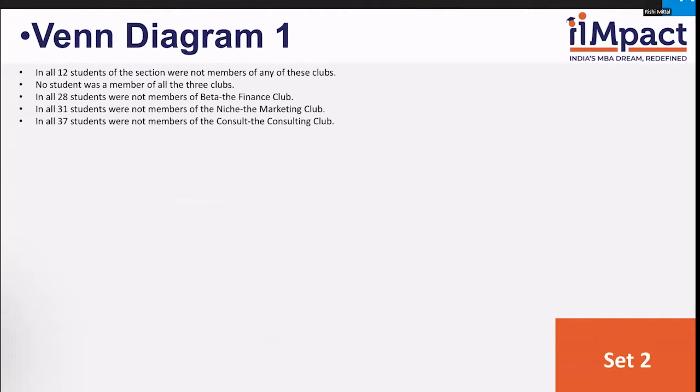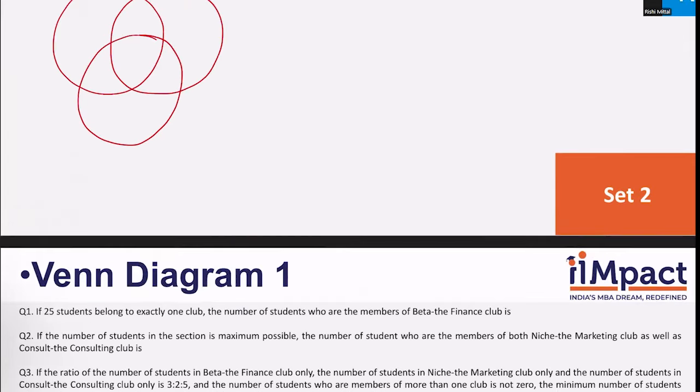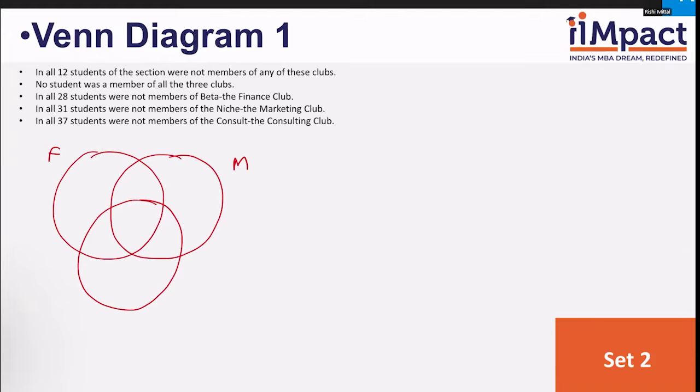Okay. So I will have my 3 sets: Finance Club, Marketing Club and Consulting Club. And I will have A, B, C, D, E, F, G and H. Okay. This is what I know. And since this is a positive Venn, right?